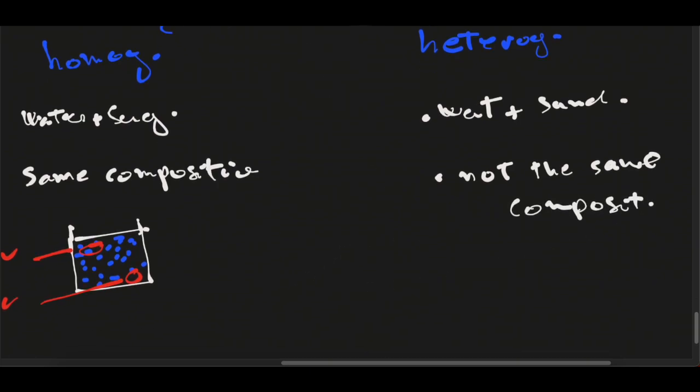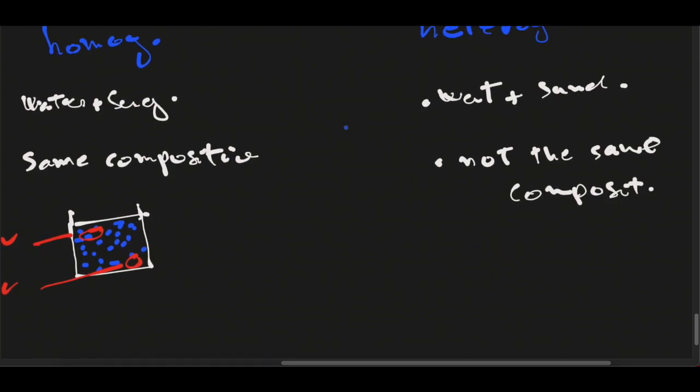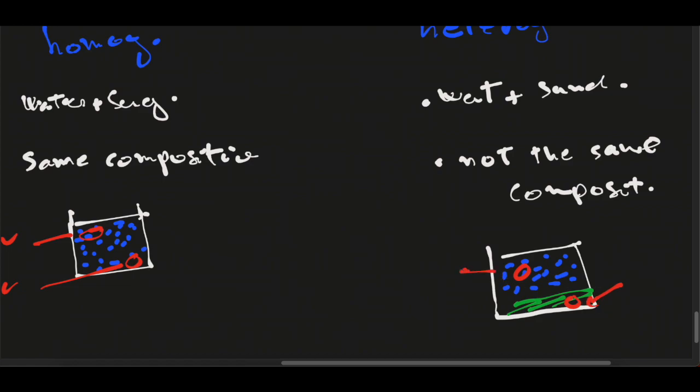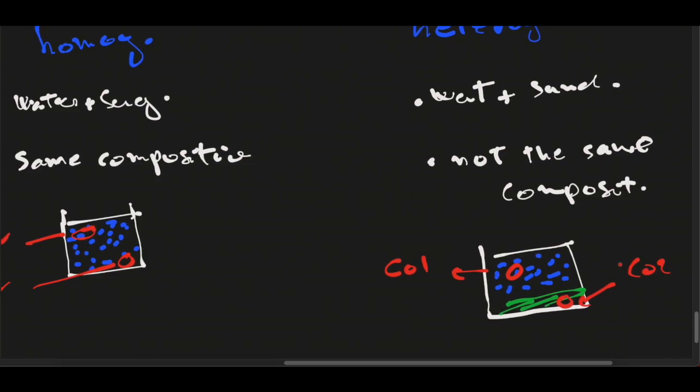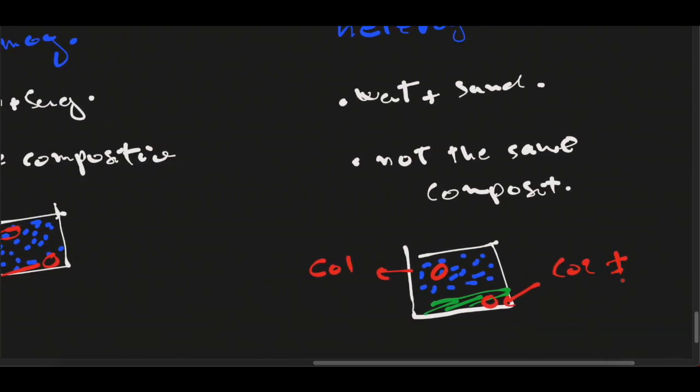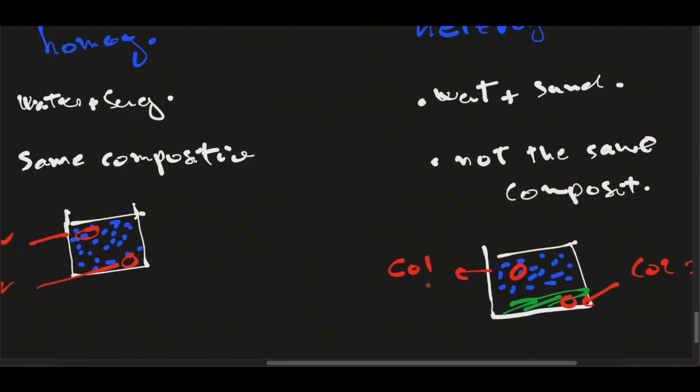The same thing as here, because we had 2 layers. We have 1 for sand and the other for water. So if we take a small portion from this and a small portion from this, we'll find different compositions. We have composition 1 and composition 2, and composition 2 is different from composition 1. That's why we call it a heterogeneous mixture.